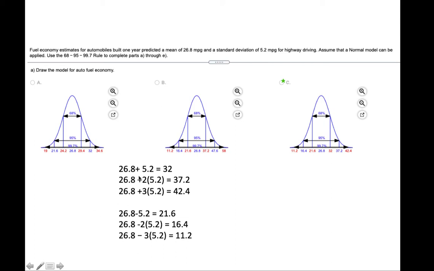26.8 and added 1, 2, and 3 standard deviations and came up with some boundary values: 32, 37.2, and 42. I did the same by subtracting 1, 2, and 3 standard deviations and came up again with some boundary values. As we look at these boundary values, the only one that has all 6 of these boundary values in place is graph C. So it would be graph C.